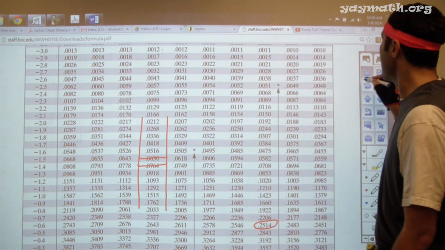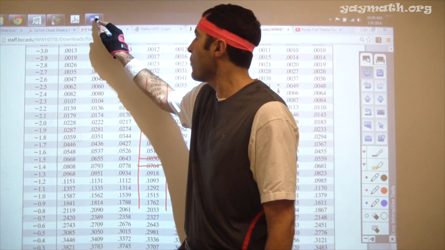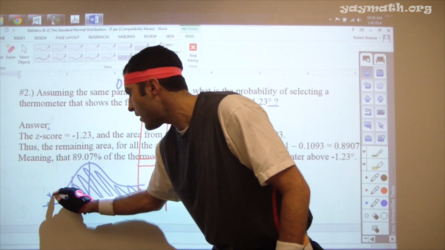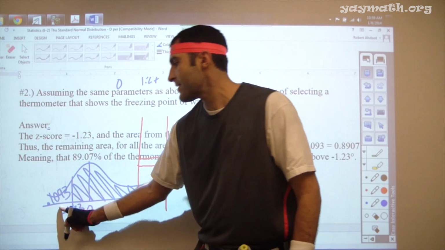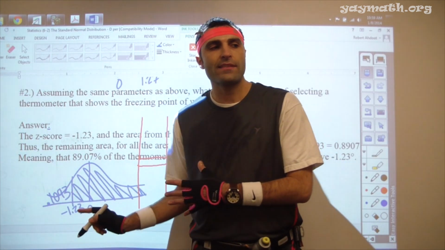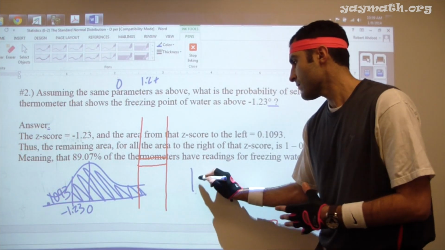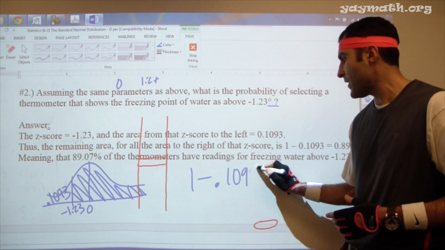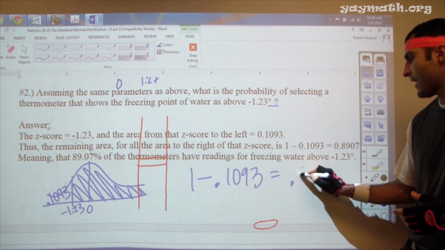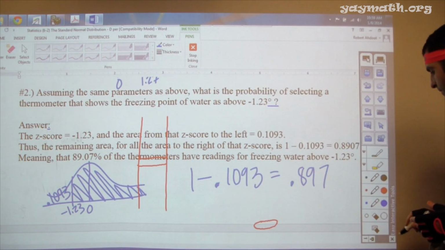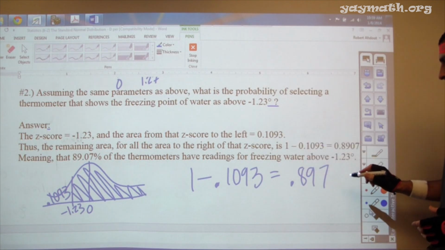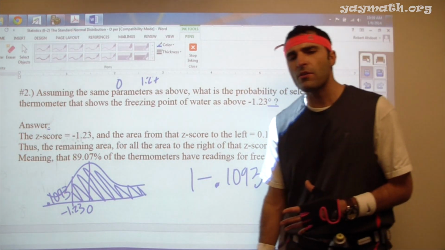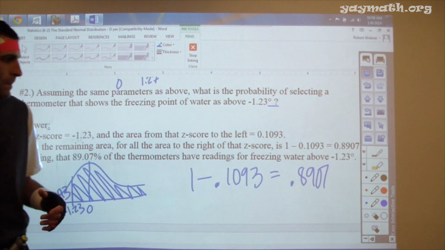Negative 1.10. Right here. 0.1093 is this area. So what is the area to the right then? Everything else. Yes. 0.8907. So it's like the same thing. 0.8907, thank you. So the probability or percentage is still about the same.